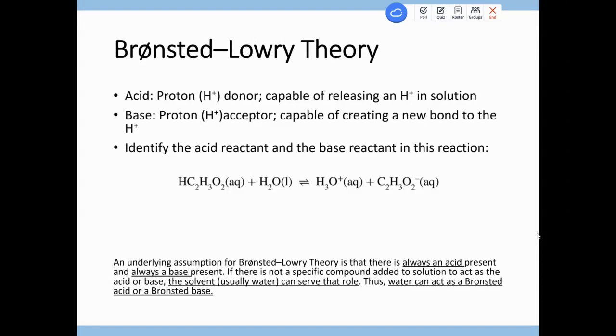So we have an acid that gives away a proton, and a base accepts that proton. These are capable of creating a new bond to the H plus. So with this reaction that's shown here, take a minute to identify the acid and the base in the forward reaction. Which molecule is giving up a proton, that will be the acid, and which molecule is accepting a proton, that will be the base.